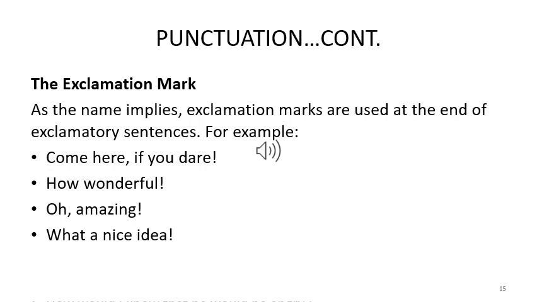Slide 15. The next one is the exclamation mark. Now, as the name implies, exclamation marks are used at the end of exclamatory sentences. For example, "Come here if you dare!" "How wonderful!" "Oh, amazing!" "What a nice idea!" Now, when you have sentences like this, where there is a lot of emotion, we have already explained all of that in the previous slides and lesson. You already know that you should have the exclamation mark. So the exclamation mark indicates an intensity of emotion.